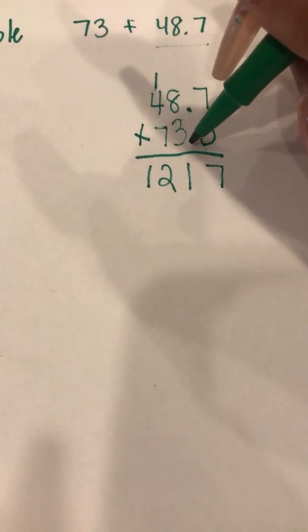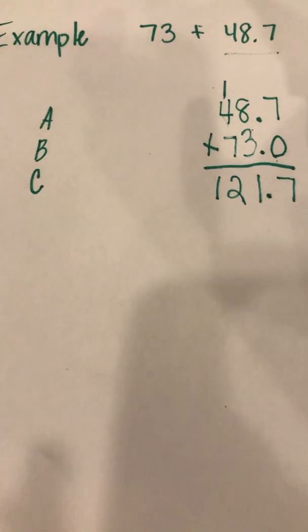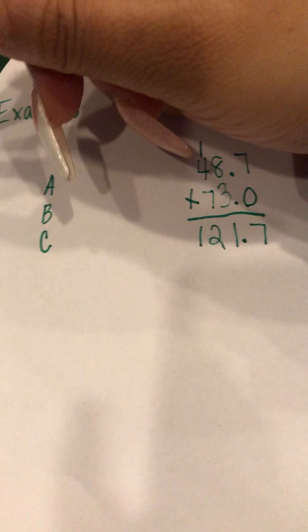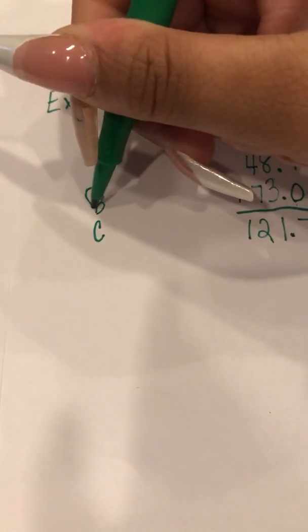Last and final step is to bring down that decimal. That decimal is staying in the same place. So it just goes there. So your final answer is 121.7. So that means the best answer choice is going to be answer choice B. Cool.